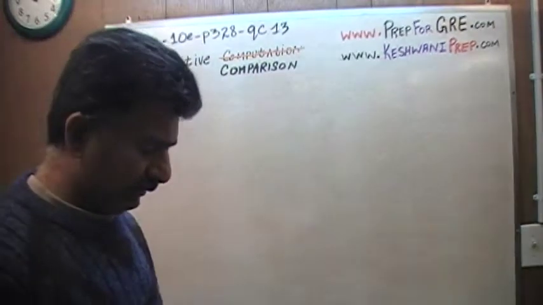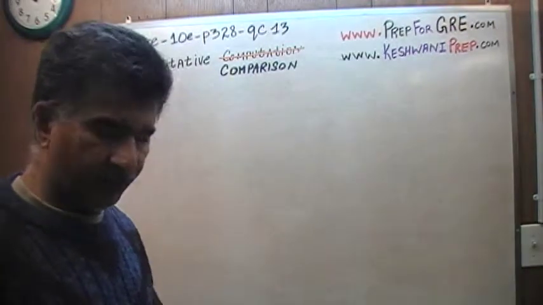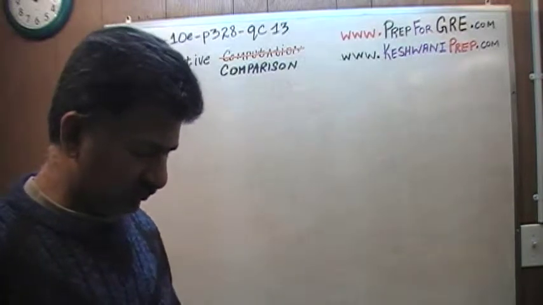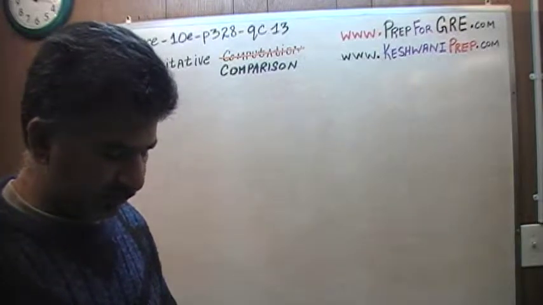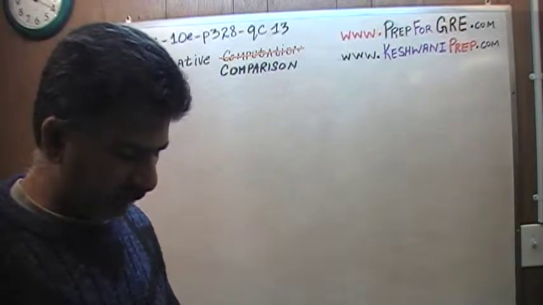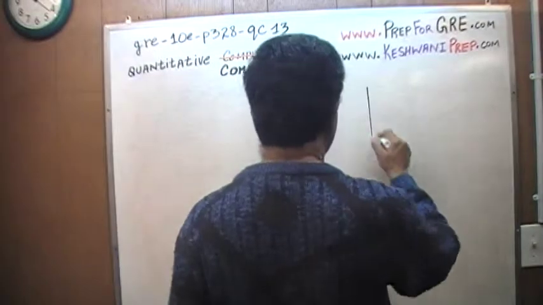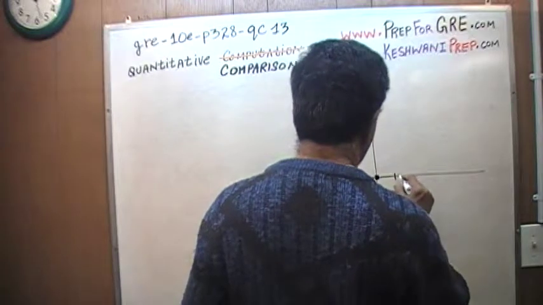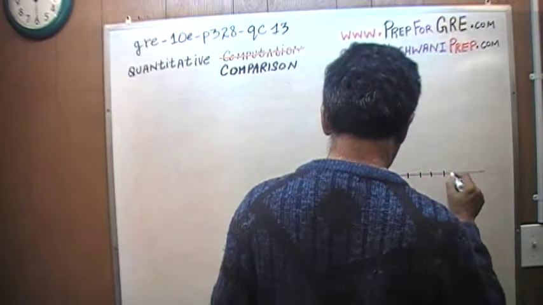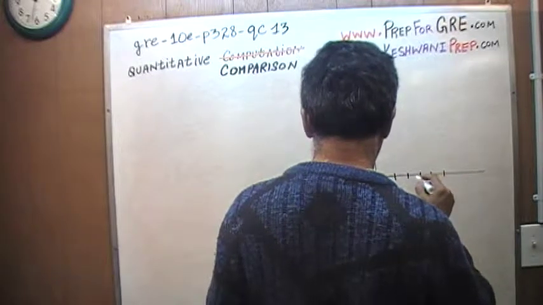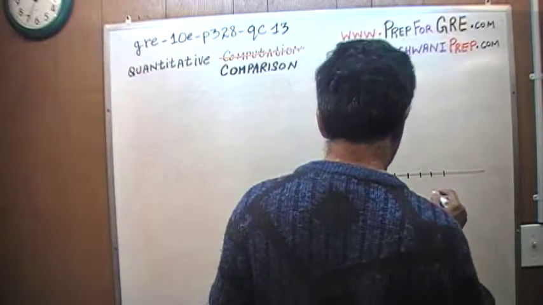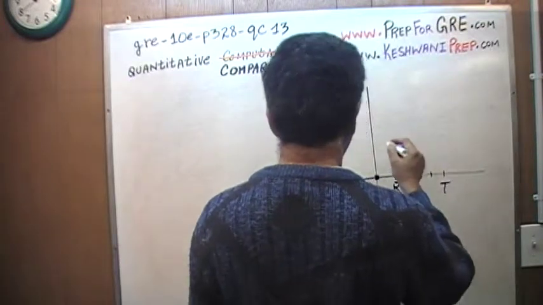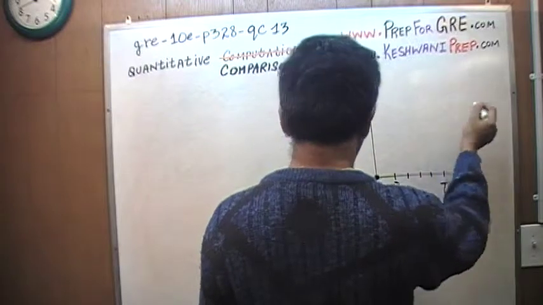It says point S, not shown. They're not showing it to us. They tell you that it lies above the x-axis such that the triangle RST has the area of 6. So let's just draw this thing that they give us. Where's your 0? 1, 2, 3, 4, 5. Here's your R. Here's your T. R, S, and T. They don't tell you where S is. So somewhere up here is the S.